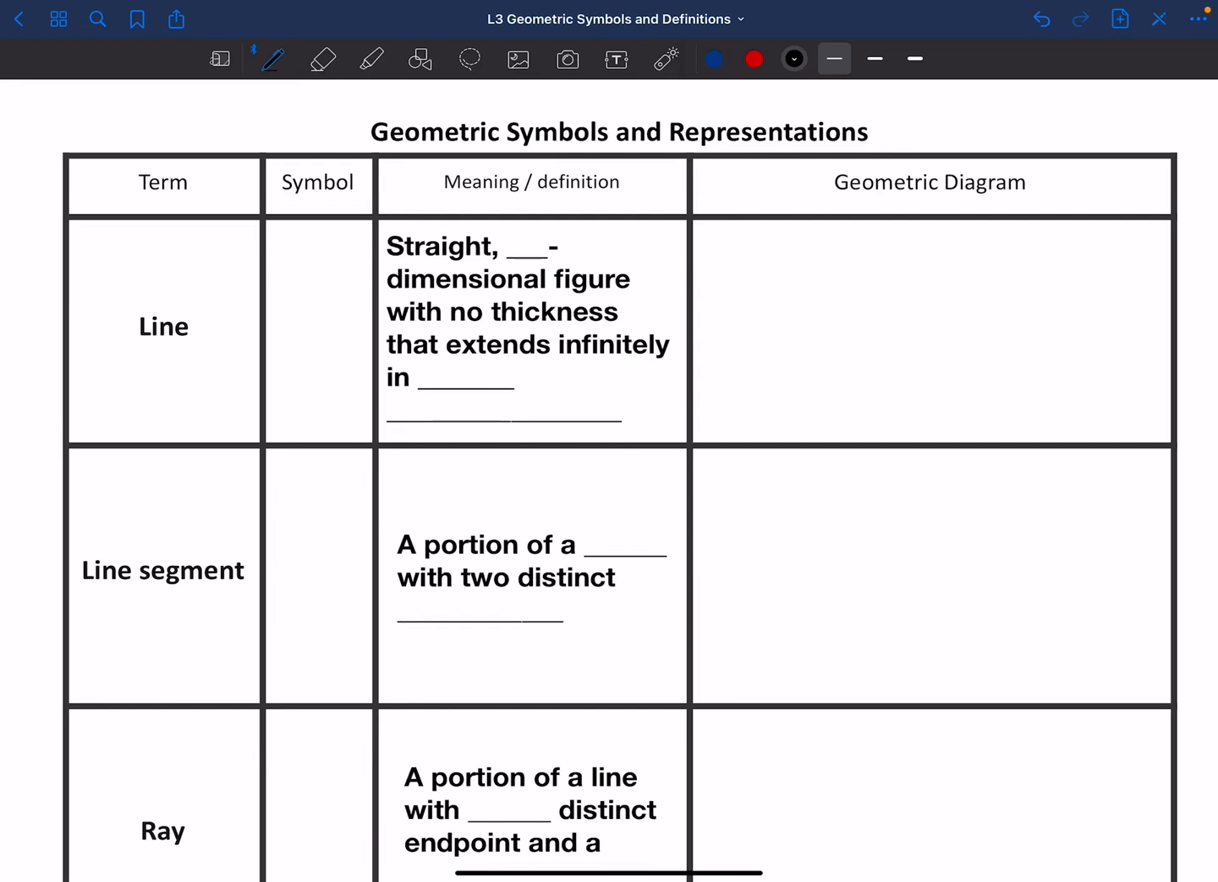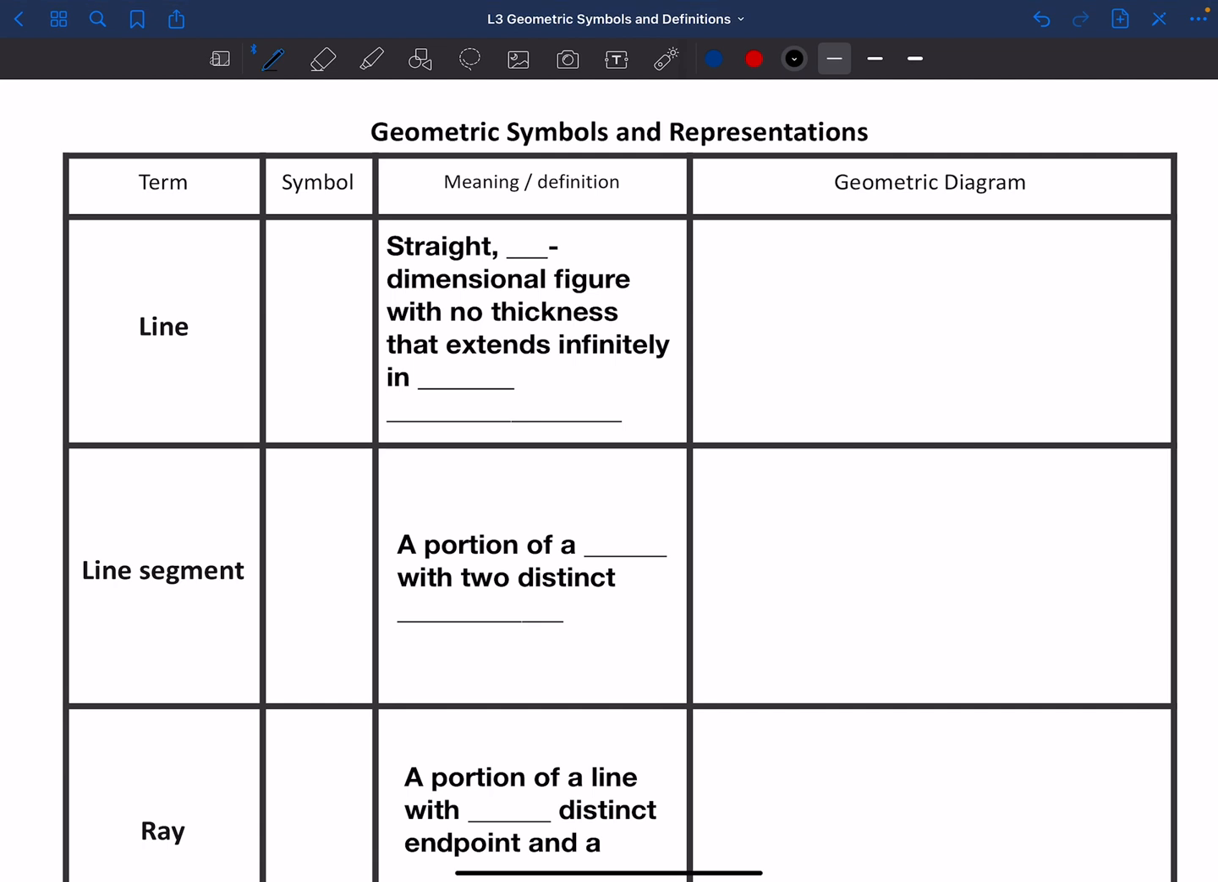Hello, welcome back. Today we're going to talk about geometric symbols and representations. In geometry, there are a lot of different little notation things that help us determine what thing we're talking about without having to write out "this is the line, blah, blah, blah" every single time. So that's what we're going to start off with.